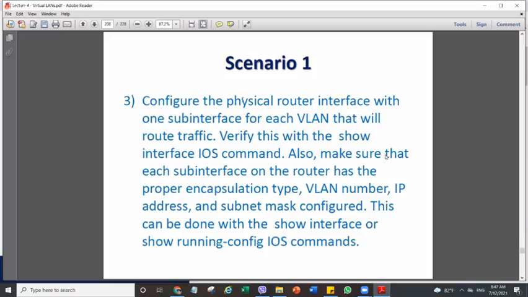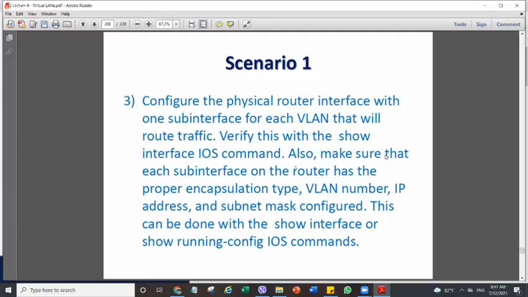Third, configure the physical router interface with one sub interface for each VLAN that will route traffic. We looked into that in that particular visualization. Verify this with the show interface IOS command.